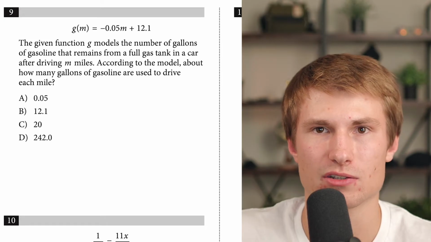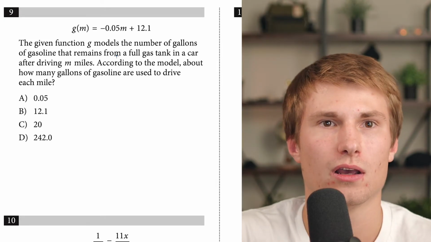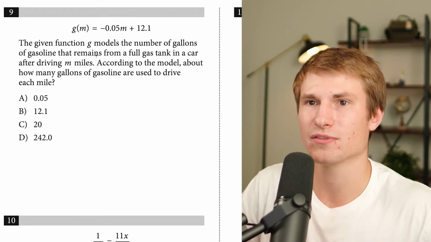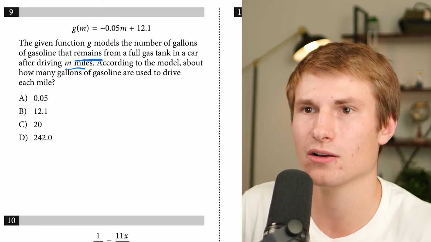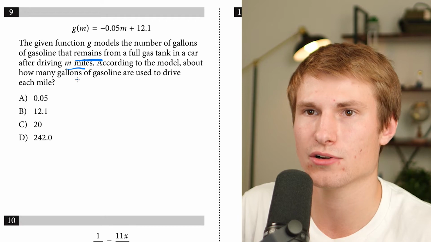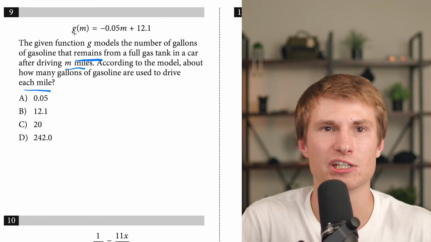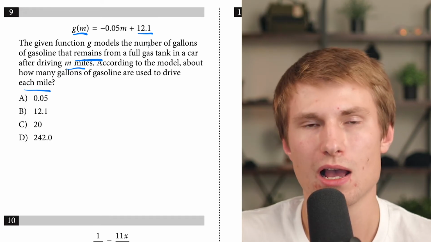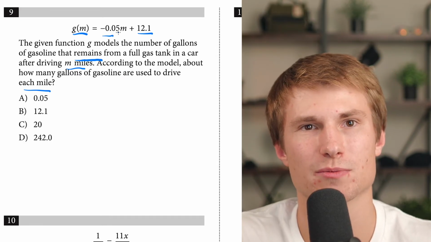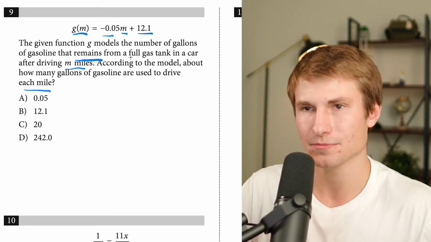And with that being said, let's go ahead and move on to question number 9. Okay, we've got given function g models the number of gallons of gas that remain from a full gas tank in a car after driving m miles. According to the model, about how many gallons of gasoline are used to drive each mile? Okay, well, g of m is how much gas remains. So presumably 12.1, that is how much gas we start with, and this is how much gas we lose for every mile we drive.